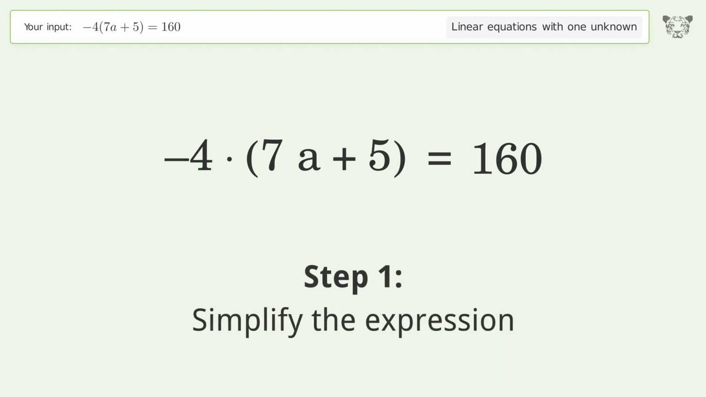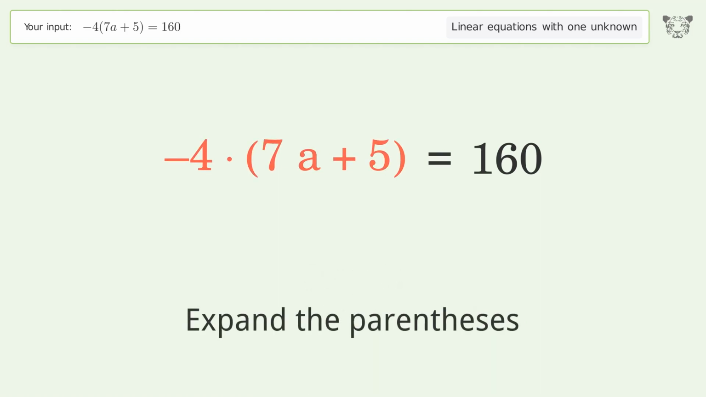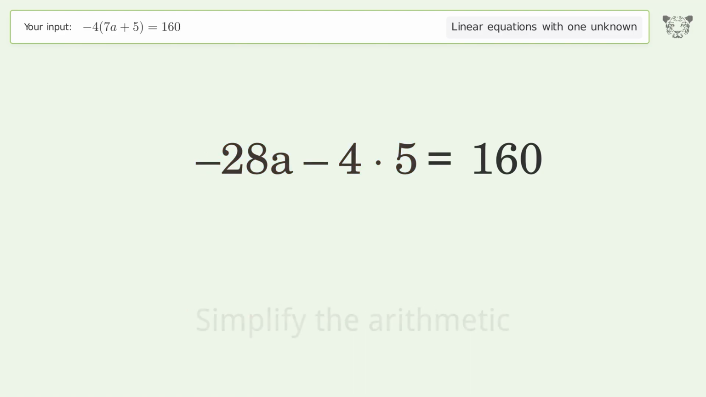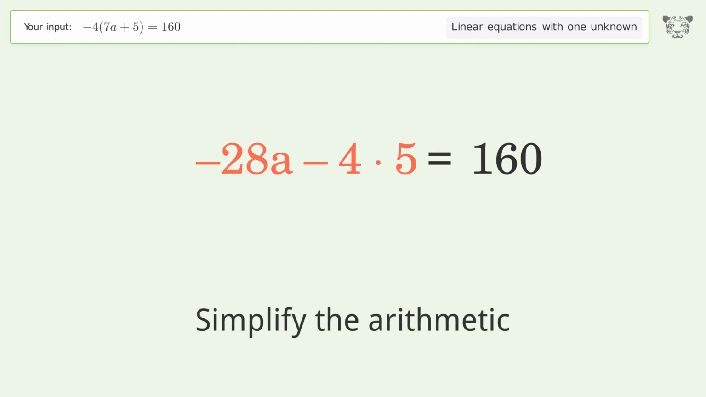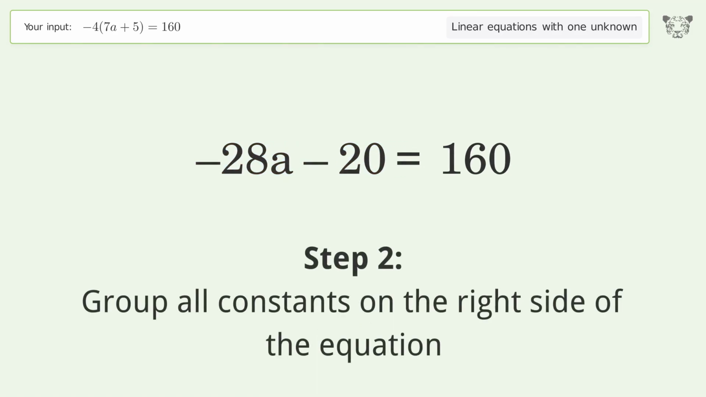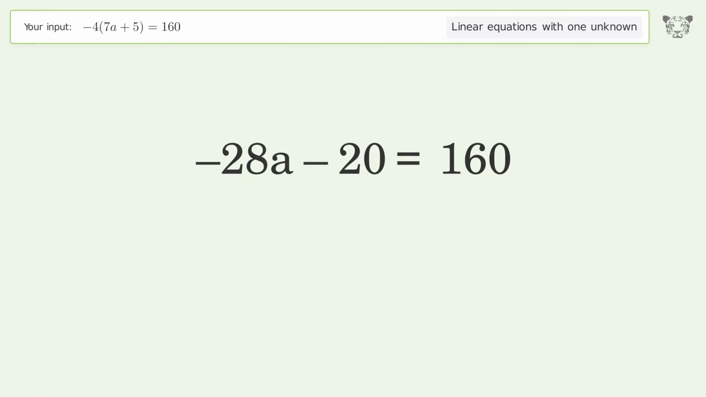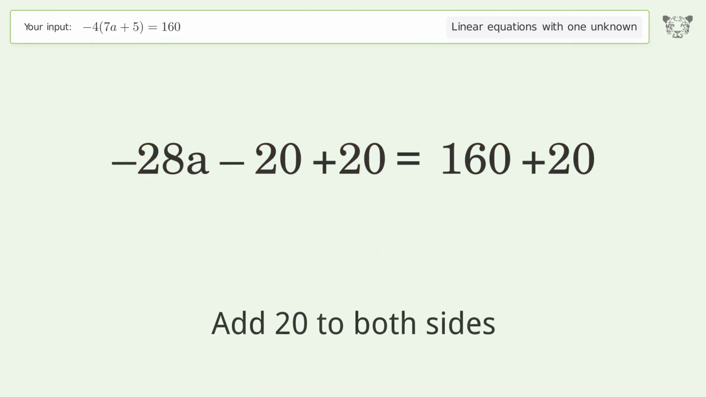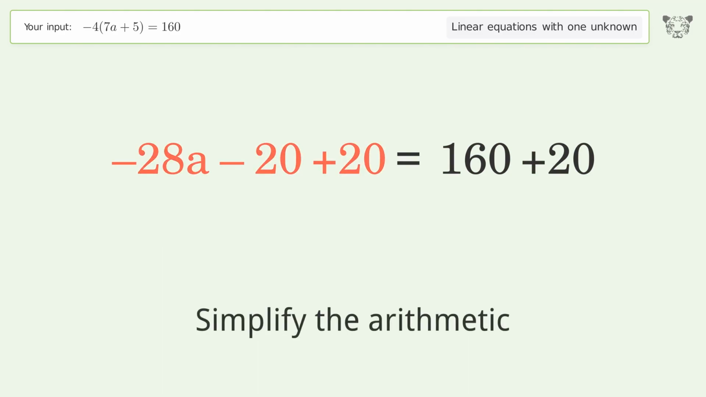Simplify the expression. Expand the parentheses. Multiply the coefficients. Simplify the arithmetic. Group all constants on the right side of the equation. Add 20 to both sides. Simplify the arithmetic.